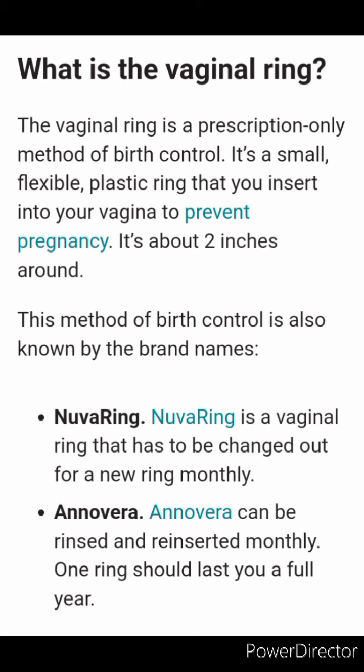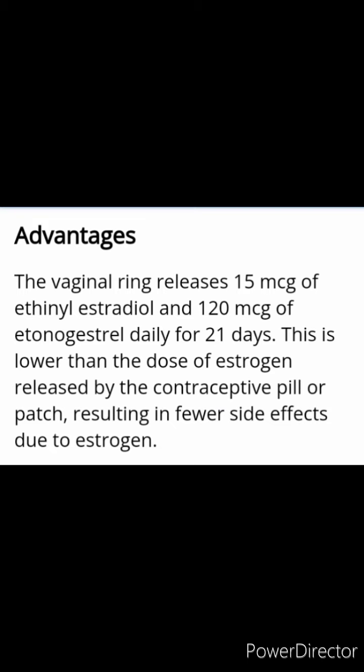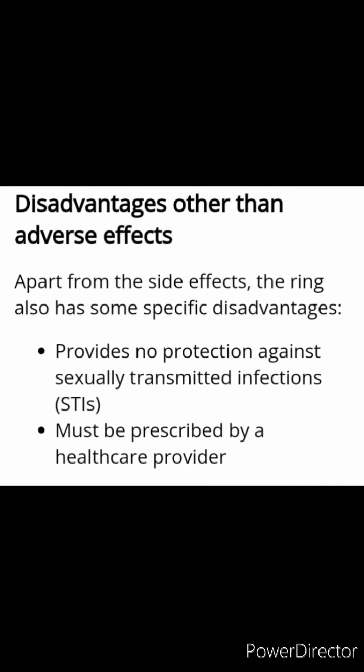So what is the advantage of using this? The vaginal ring releases 15 mcg of ethinyl estradiol and 120 mcg of etonogestrel daily for 21 days. This is lower than the dose of estrogen released by the contraceptive pill or patch, resulting in fewer side effects due to estrogen. Well, the disadvantage of using this is it provides no protection against sexually transmitted infections, and it must be prescribed by a healthcare provider. Example of this is in the picture.